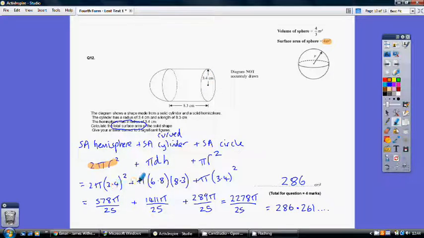So substituting in the appropriate numbers, the radius is 3.4, diameter is 6.8, height is 8.3, and so on, we get these 3 terms here. Again, work in pi. Far too many of you are just going straight to decimals. You can just do that translating right at the end. So my final answer is 2278 pi over 25, 286.261, so to 3 significant figures, that's 286.